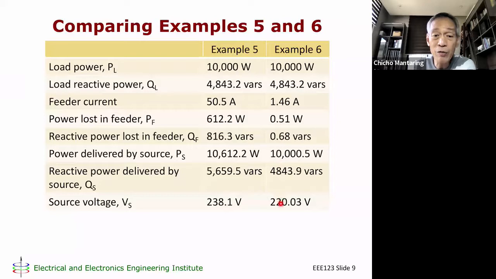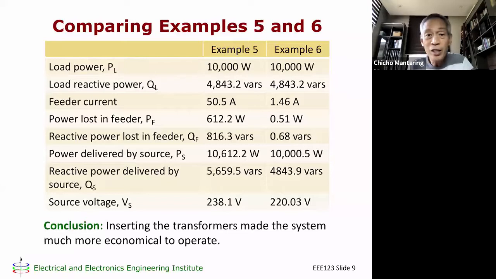And if we take a look at the source voltage, in example 5, in order to have 220 volts across the load, I had to have a source voltage of 238 volts. Whereas in example 6, in order to have 220 volts across the load, I only had to increase my source voltage by 0.03 volts. Okay. So what are we saying here? Inserting the two transformers made the system much more economical to operate.